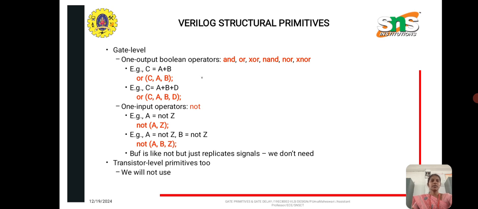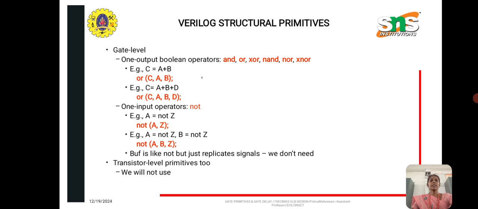XOR is also a two-input, one-output gate. NAND is nothing but the AND gate with a NOT added, so it is called the NAND gate. And NOR is also the OR gate with a NOT gate added.